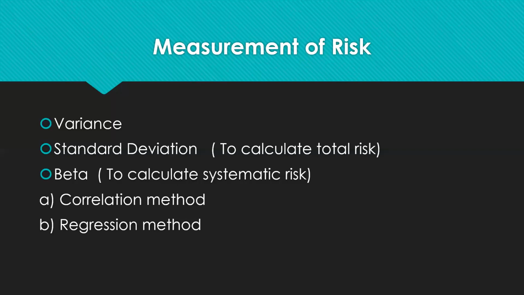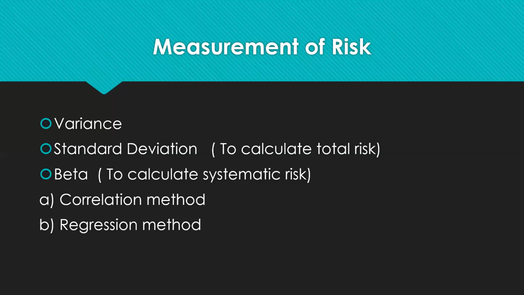Now the beta value could be 1, it could be less than 1, it could be more than 1. Beta value 1 means there is average risk involved. Higher the beta value, higher the risk. That is what we assume. And lower the beta value, lower will be your risk. So if your beta value is negative, it means the security is having a high risk.